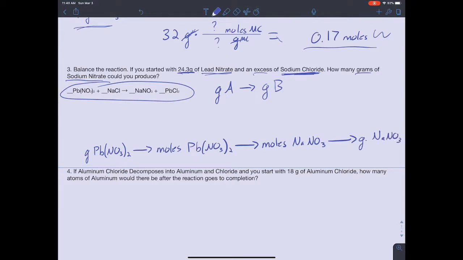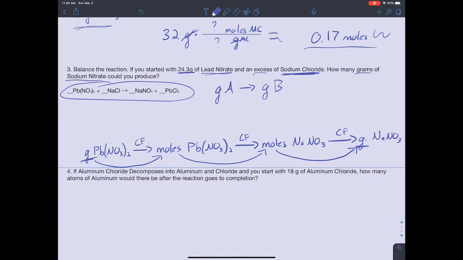So that allows you to go from grams of one thing to grams of another by using conversion factors. Each arrow is a conversion factor. So something to convert you from grams to moles of this, something to convert you from moles of lead nitrate to moles of sodium nitrate, and then something to convert you from moles of sodium nitrate to grams of sodium nitrate. So that's what you need to do there.